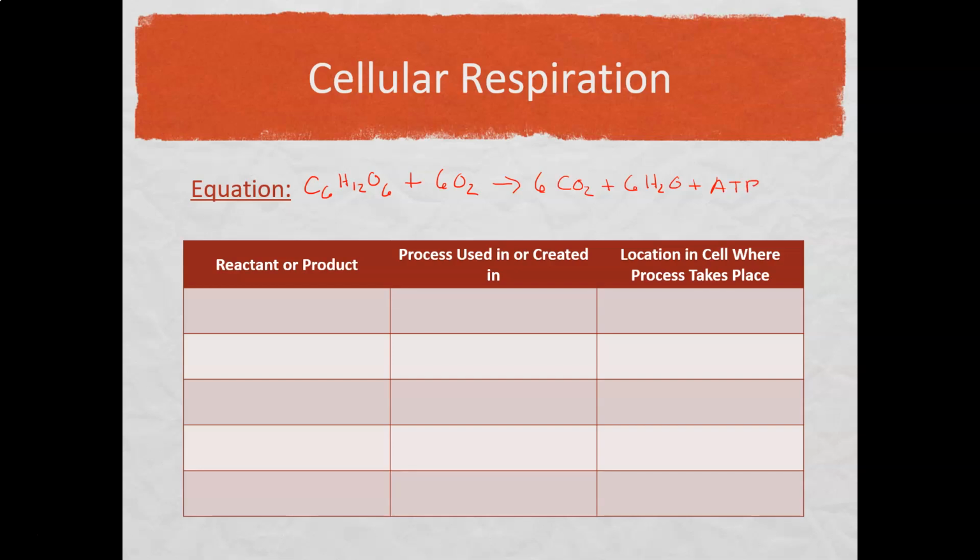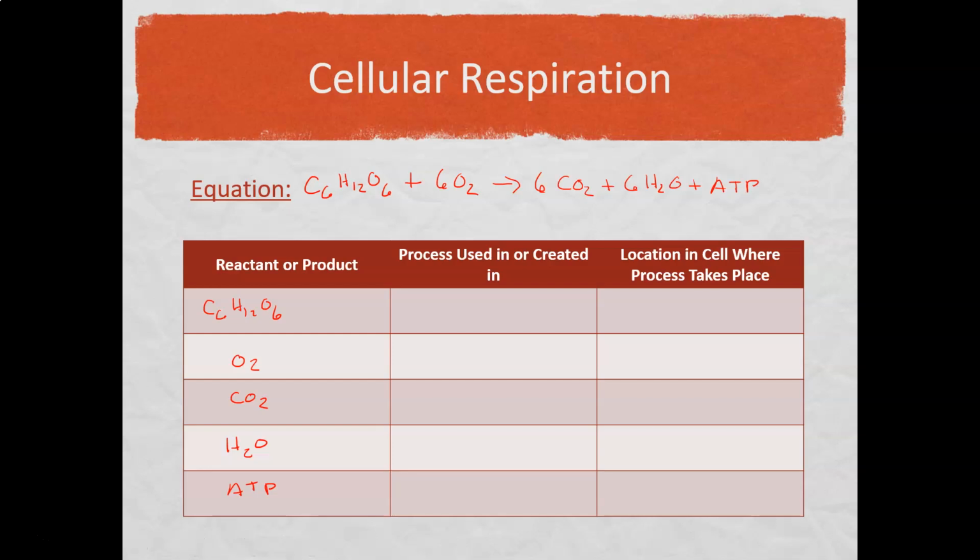So what I'm going to do is take these reactants and these products and list them down here in this first column. So here's my glucose, my oxygen, my carbon dioxide, my water, and my ATP. Then the question becomes, where do I use them or create them?